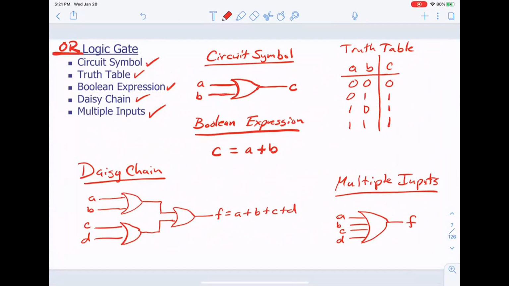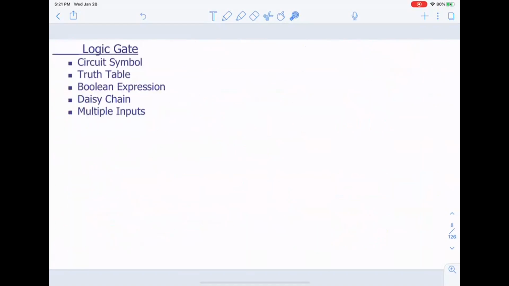All right, we're going to go faster through these other ones now that you see my 4-step process, right? Actually, it's 5 steps. So we're going to go through the 5 steps: circuit symbol, truth table, Boolean expression, in other words, equation, daisy chain, and multiple inputs if that's even possible. All right, so the next one I'm going to do, and I never really know what order I'm going to do them in until I get into class. The next one I'm not even going to write the words here. I'm just going to do them.